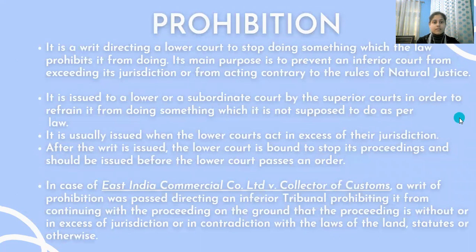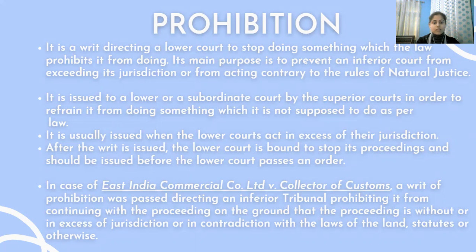Prohibition. It is a writ directing a lower court to stop doing something which the law prohibits it from doing. Its main purpose is to prevent an inferior court from exceeding its jurisdiction or from acting contrary to the rules of natural justice. It is issued to a lower or subordinate court by the superior court in order to refrain it from doing something which it is not supposed to do.